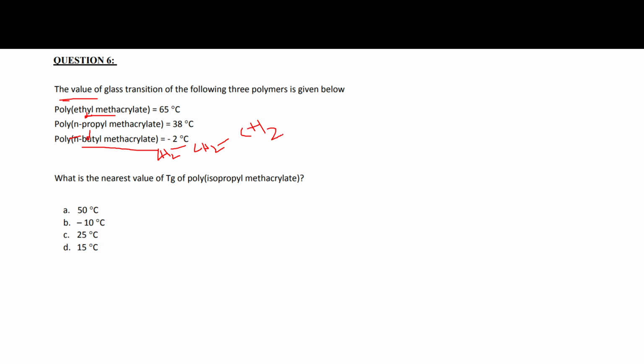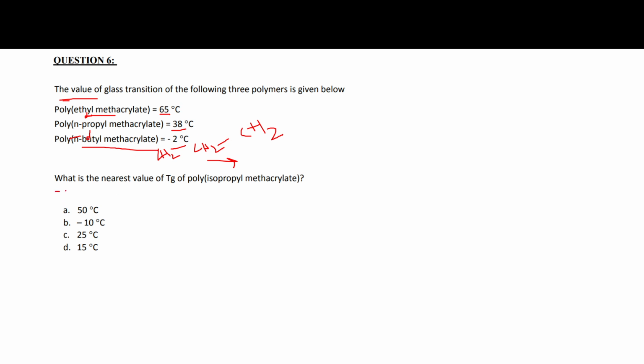If the polymer becomes more rigid, you need much more energy to change from glassy to rubbery. Polyethyl methacrylate is much more rigid, so its Tg is around 65 degrees centigrade. Poly-N-propyl methacrylate is 38 degrees centigrade, but polybutyl methacrylate has a Tg of minus 2 degrees centigrade, because butyl means the number of CH2 units is high, so it becomes more flexible and the Tg is lowered.